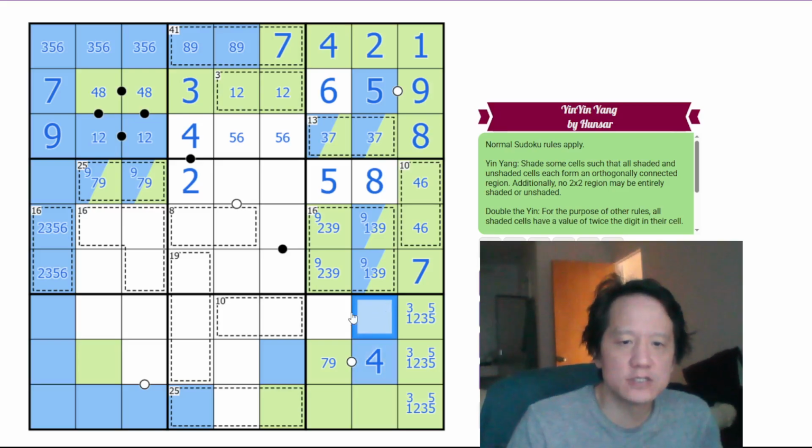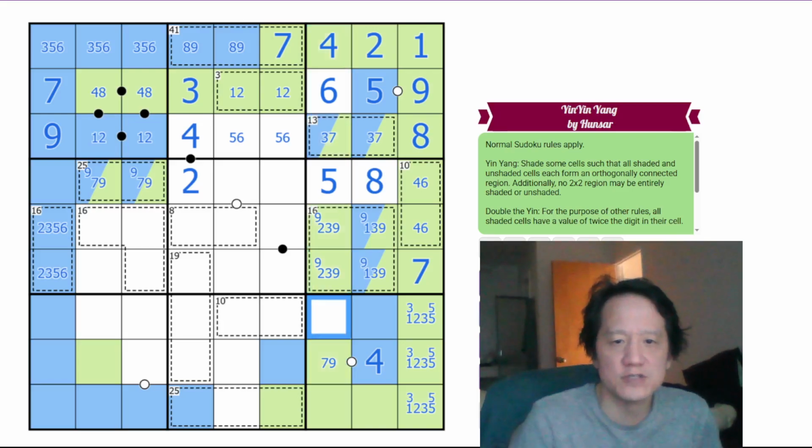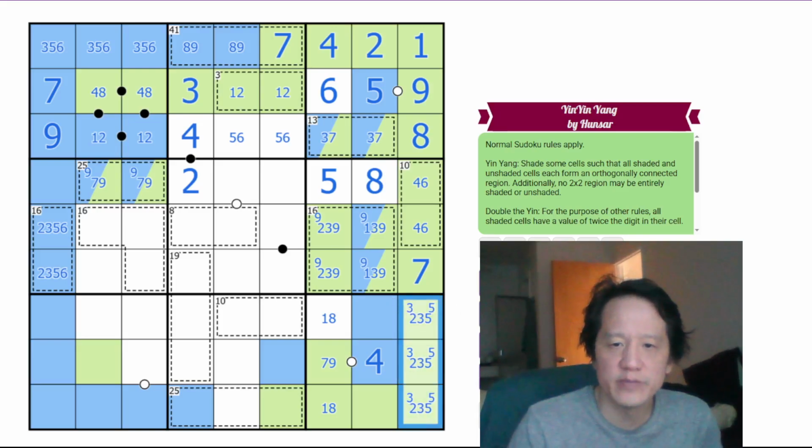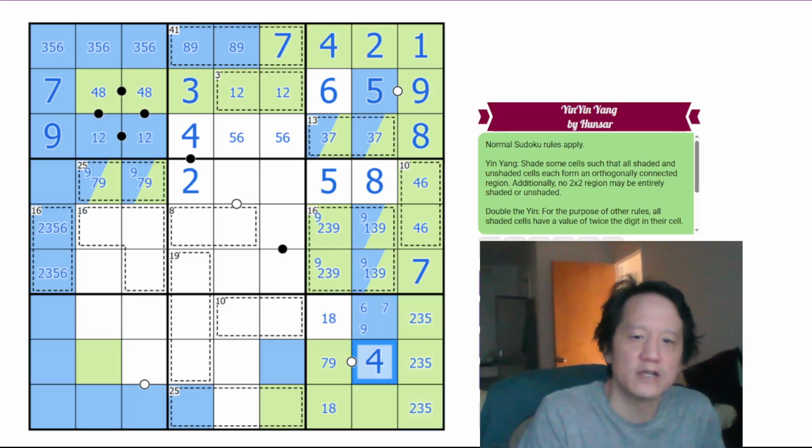Remaining digits. We have a 2, 3, 7, 9 quadruplet in column 7, which eliminates 2, 3, 7, 9 in the rest of the column. Therefore, that leaves this as 1 and 8. This can't be 1. This is a 2, 3, 5 triplet. That eliminates 2, 3, and 5 in the rest of the box. So this must be 6, 7, or 9 here.